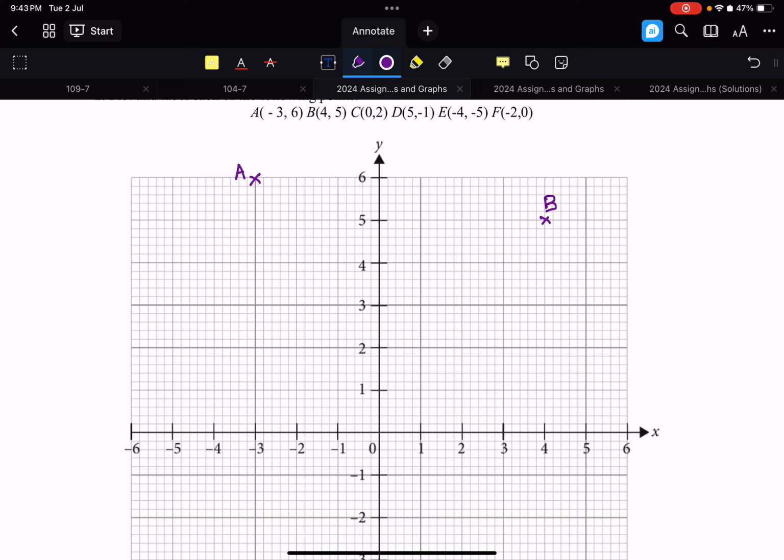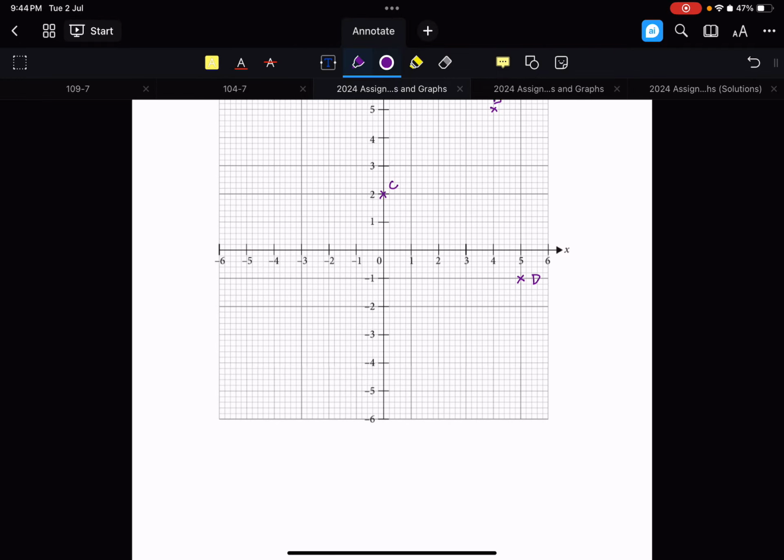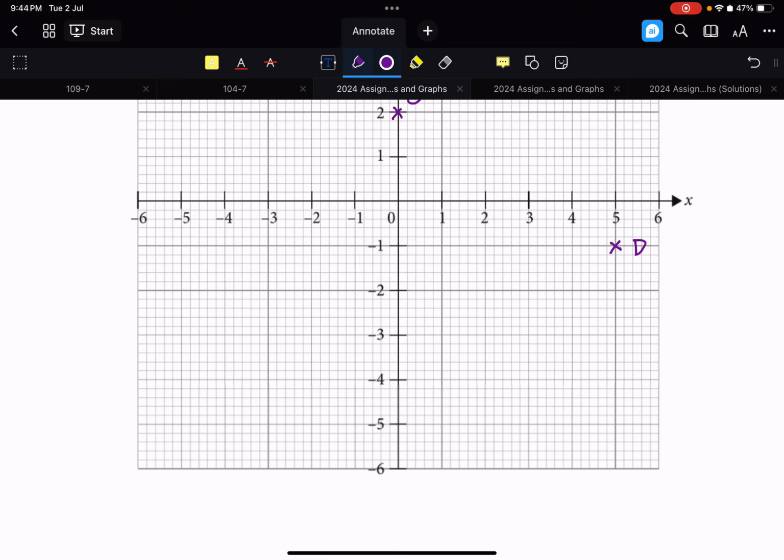Now C is 0, 2. That means it's on the y-axis over here. Let me label it properly. This is point C. Point D is 5, negative 1, which is going to be over here. This is point D. Let me write it properly. Point D. Point E is negative 4, negative 5. So negative 4, negative 5 is going to be at the bottom left over here. So negative 4, negative 5, this is point E.